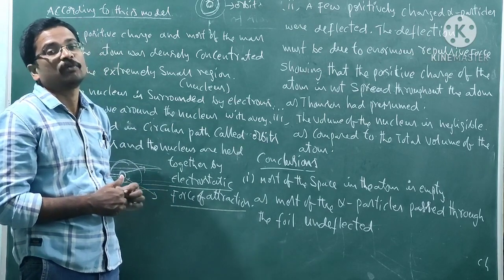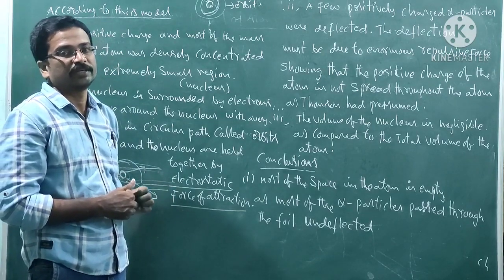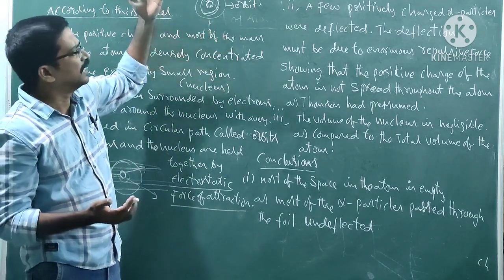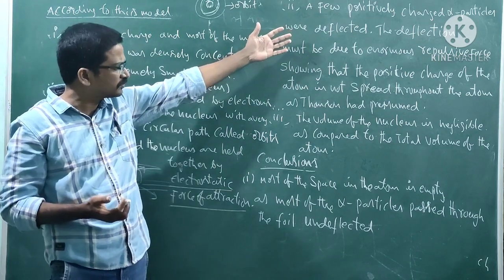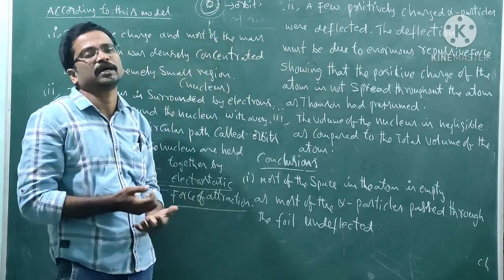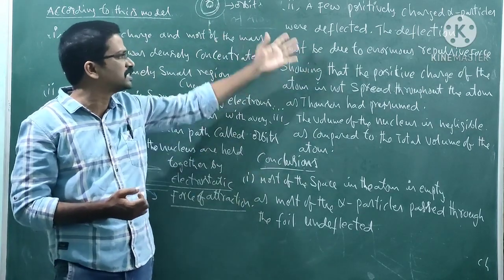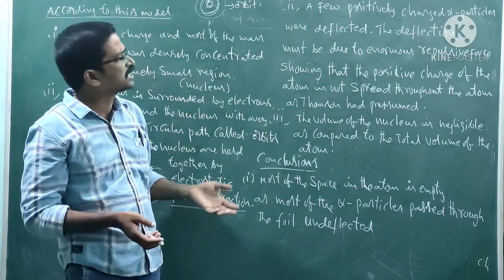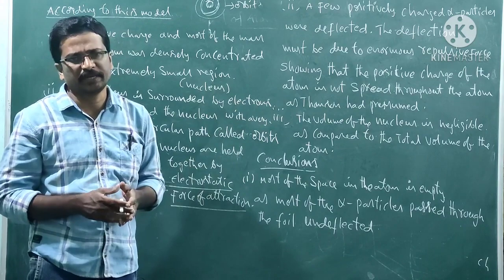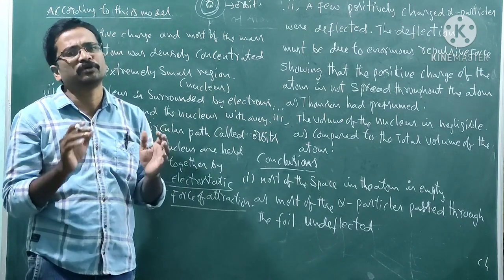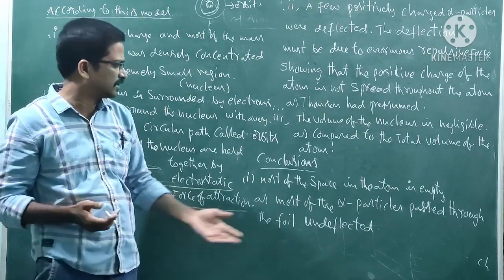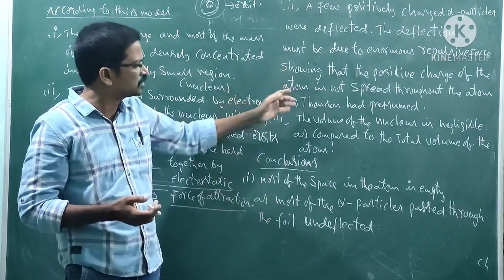Next, what are the defects? First of all, he made an experiment and then some observations, three observations. From those observations, he concluded three points.